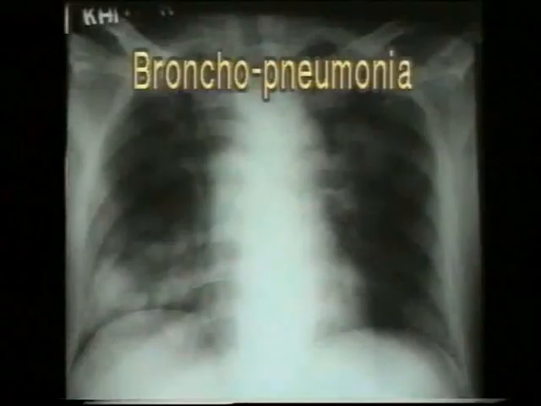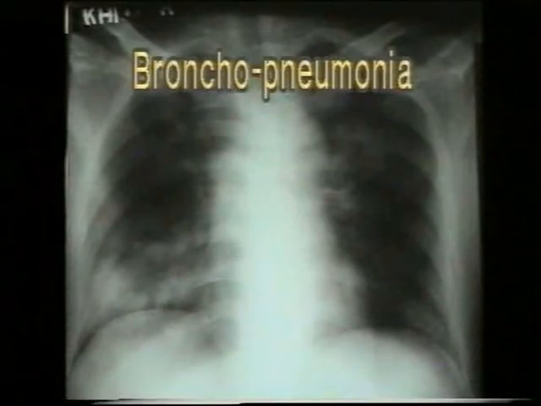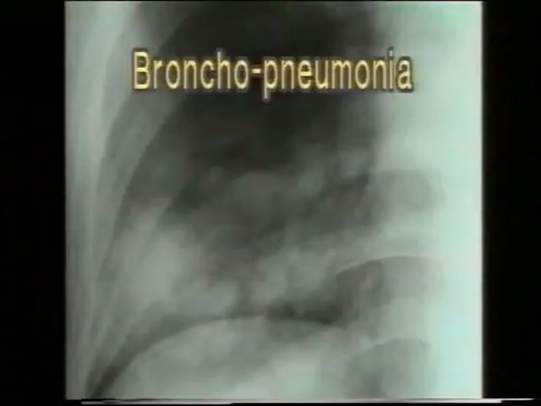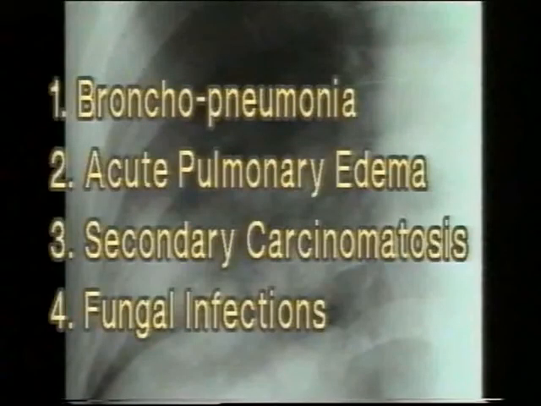This second X-ray shows mottled opacities in the right lower zone in a patient who had received general anesthesia. Aspiration is always more common on the right side, and hence aspiration pneumonias are also more common on the right side. Note the fairly large patches of consolidation, much larger than the miliary tubercles in miliary tuberculosis. The main differential diagnosis of large patchy consolidation is bronchopneumonia, acute pulmonary edema, secondary carcinomatosis, and fungal infections.